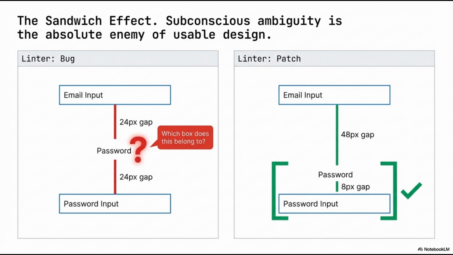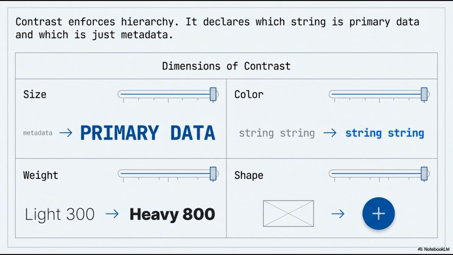Okay, so proximity groups elements logically. We know what belongs to what. But when we look inside one of those groups, how do we establish who is actually in charge? Right, the hierarchy. Yeah, how do we declare that this specific string is the primary data and this other string is just metadata? Well, that requires hierarchy, like you said. And the primary mechanism for enforcing that hierarchy is our third tool. Contrast. Yes, contrast is simply the deliberate difference between elements. And it operates across several dimensions.